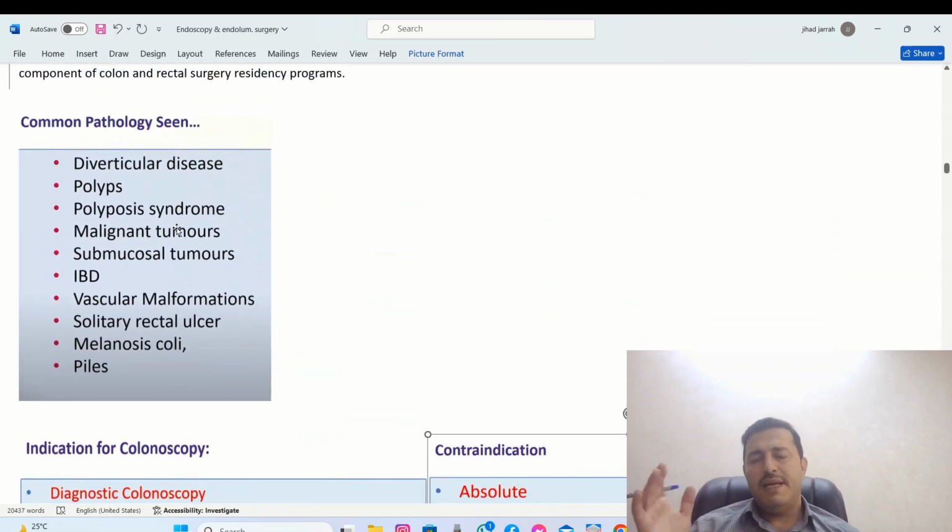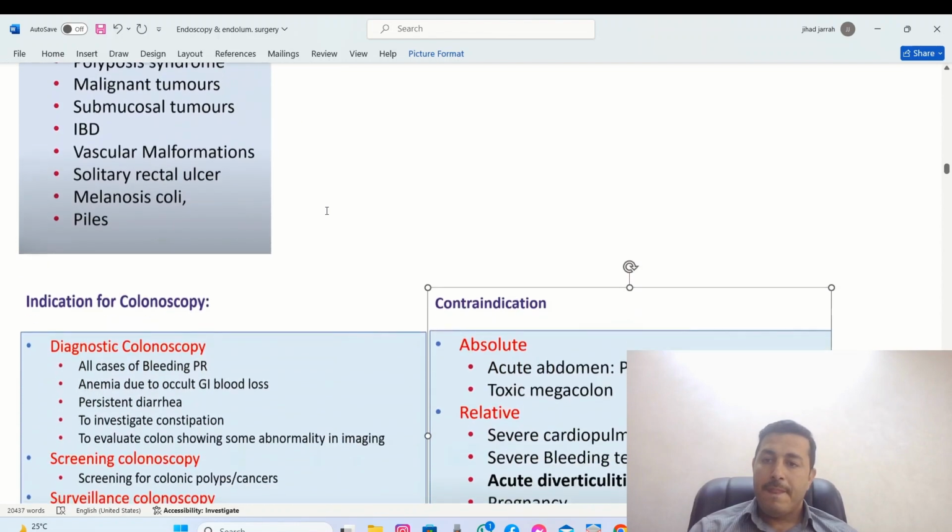There are many pathologies that can be seen, not only these which are described here, but of these are diverticular disease, polyps, polyposis syndrome, malignant tumor, submucosal tumor, inflammatory bowel disease, vascular malformation, solitary rectal ulcer, melanosis coli, and others.